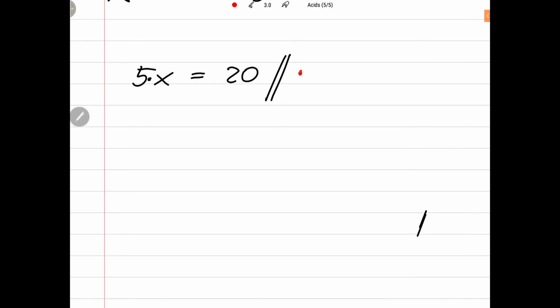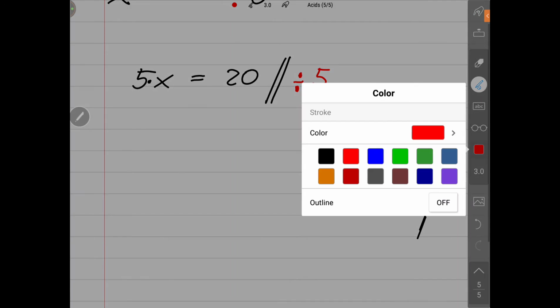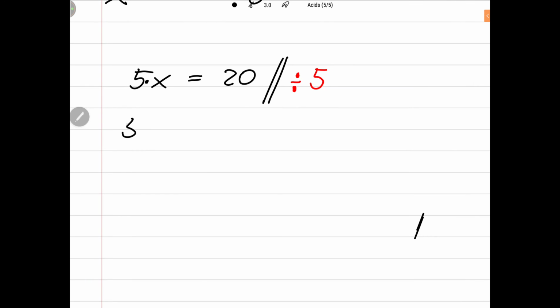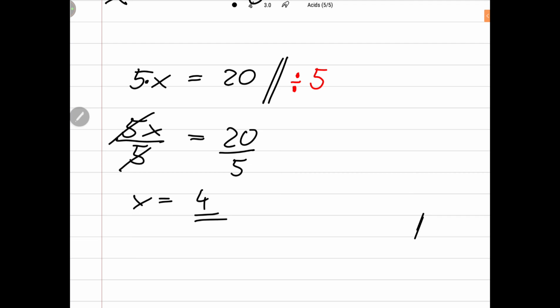So, how do I write that? Divided by 5. So what I have is 5x divided by 5, and I just simply write it like that, equals 20 divided by 5. What happens to the 5 on the left-hand side? They cancel each other. By using the inverse operation, they eliminate each other. And all I have left is x equals 20 over 5, and that's 4. I can do that in my head. Yeah? Make sense?